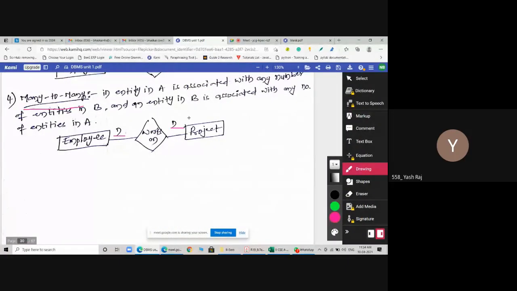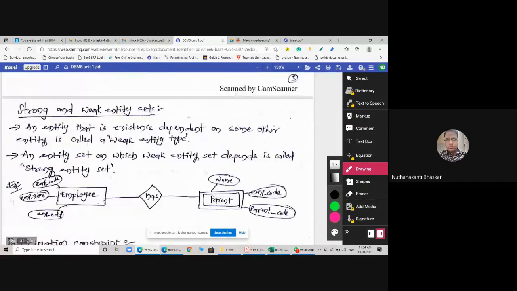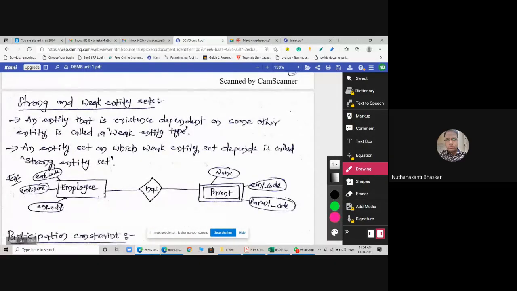Yes, sir. Please try to incorporate whatever topics we are telling into your ER model design. Whatever I am discussing here, you must add all these features: types of relationships and mapping cardinalities. The next topic is strong and weak entity. What is a strong entity and what is a weak entity? Very simple information I will tell you.